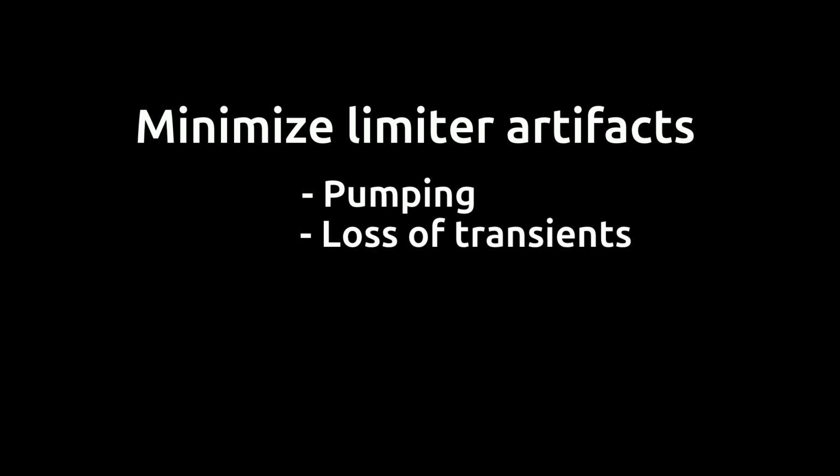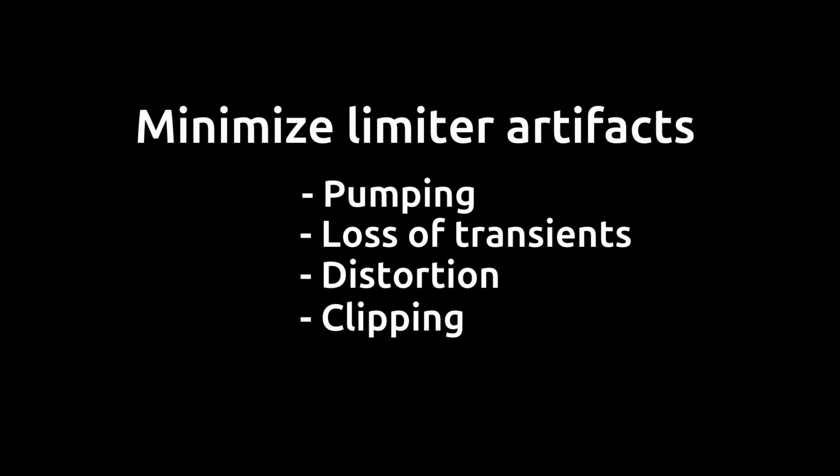So firstly, is the limiter set correctly? Can you minimize the limiter artifacts somehow? If there is pumping or loss of transients, then you might be able to find a more aggressive limiter setting, maybe with shorter look ahead or shorter release times. If there is distortion or clipping, then you can maybe increase the look ahead or make the limiter sound softer and cleaner in some other way.